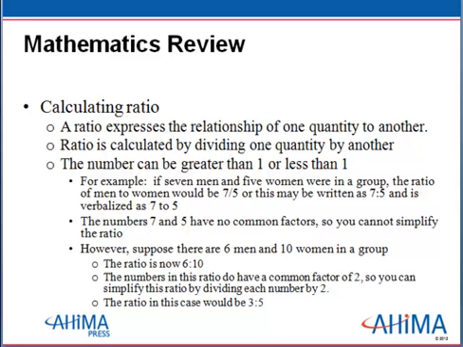Calculating ratios. A ratio is basically the relationship of one quantity to another. How do we calculate a ratio? We divide one number by another number. The number can be greater than 1, or we can have a negative number as well. For an example, if 7 men, 5 women are in a group, the ratio of men to women is 7 to 5. Normally, in this class, we would write that 7 with a colon and a 5. But we say 7 to 5.